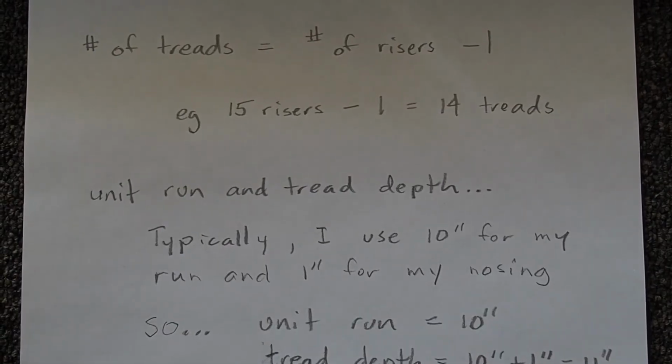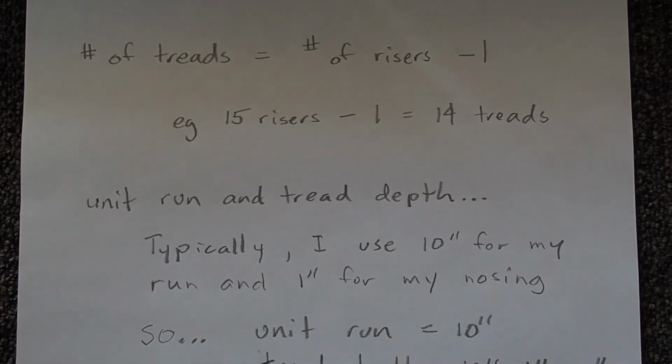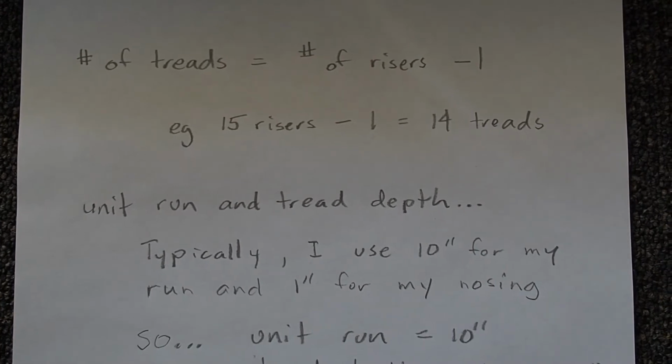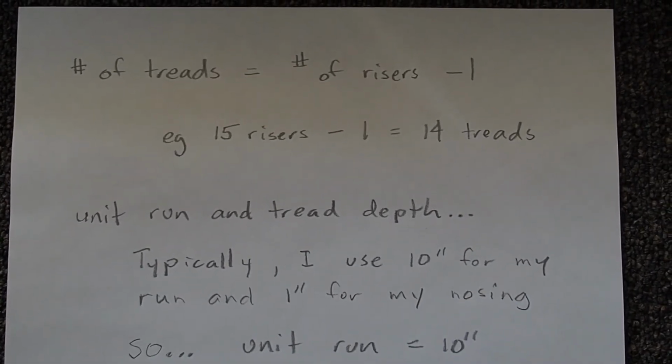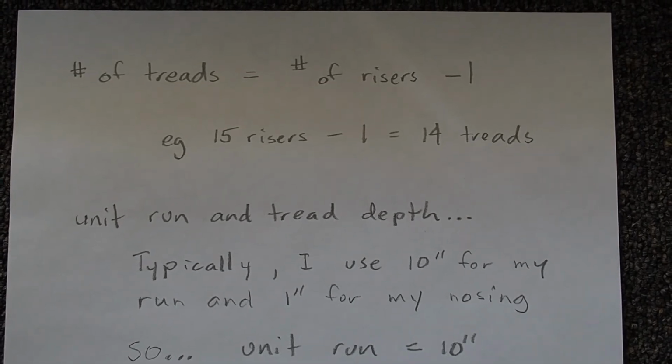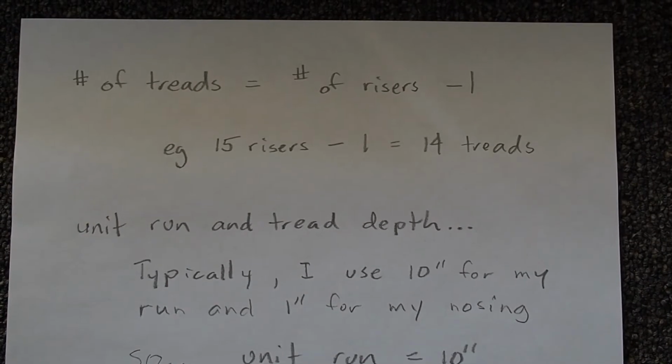The last two basic questions you need to answer are how many treads are you going to have, and how big will each tread be? The number of treads is pretty easy to figure out. It's just the number of risers minus 1. So in our case, I have 15 risers, therefore I have 14 treads.